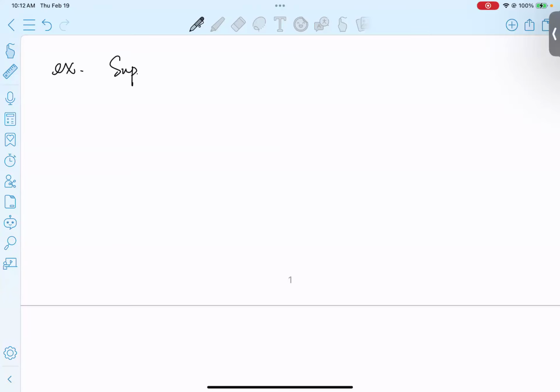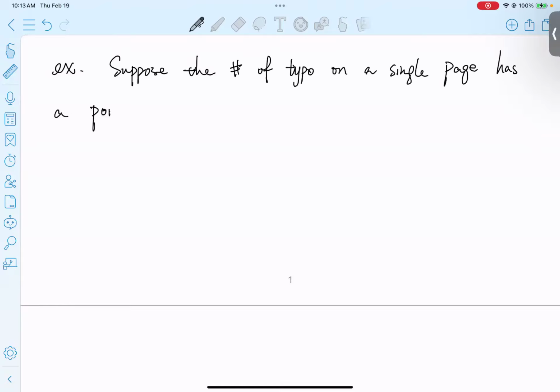So here, let's suppose the number of typos on a single page has a Poisson distribution. So, okay, if a question is specifically asking you to do it the Poisson way, then this also gives you a hint of using the Poisson probability mass function, with lambda equal to 1/2.